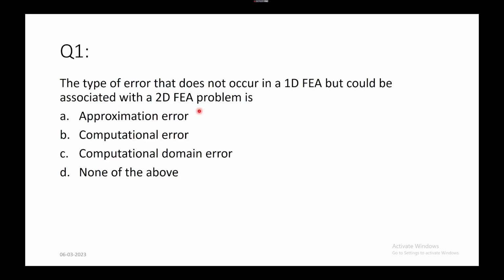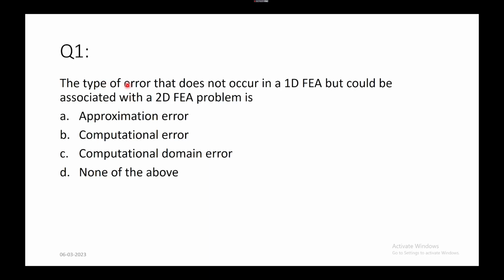So this is the first sample assignment question. The type of error that does not occur in a one-dimensional FEA but could be associated with a 2D finite element problem. There are 4 options provided. The first one is A, the approximation error, B is the computational error, C is the computational domain error, and option D refers to none of the above. So what do you think could be the answer to this question?